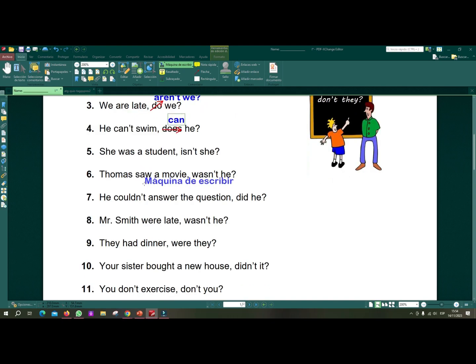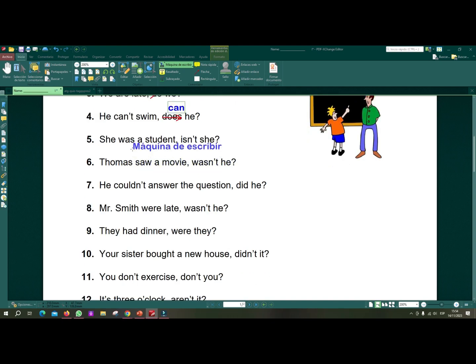What about number 5, Mr. Mario? She was a student, isn't she? Which would be the mistake in this case? She was a student, isn't she? Wasn't she? Wasn't she? Perfect. So, in this case, wasn't she? Excellent.